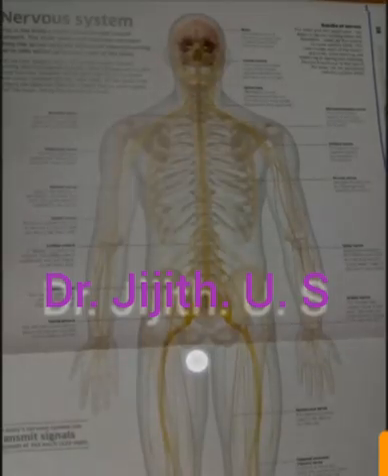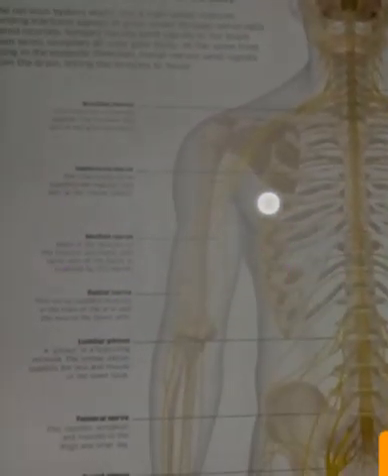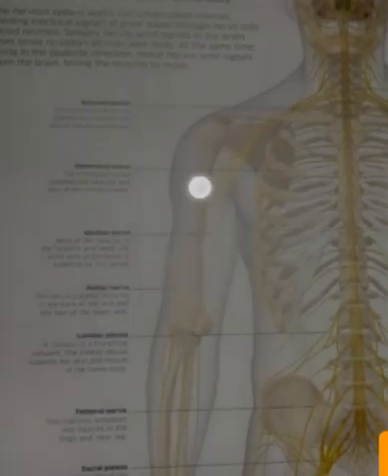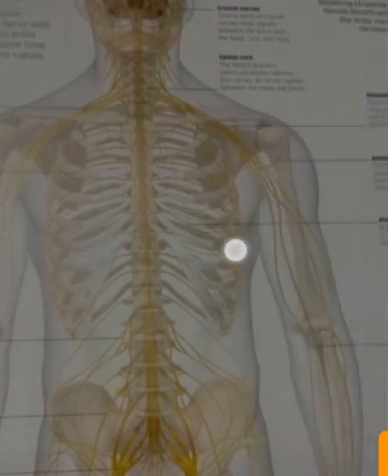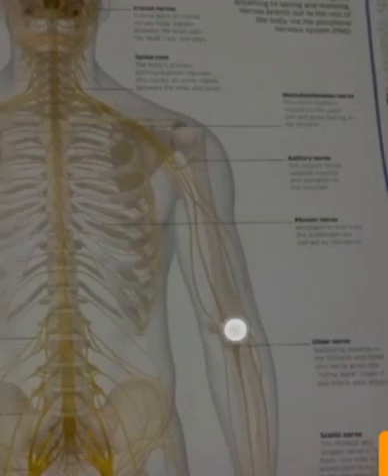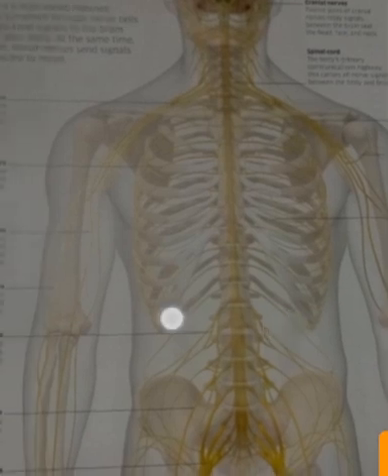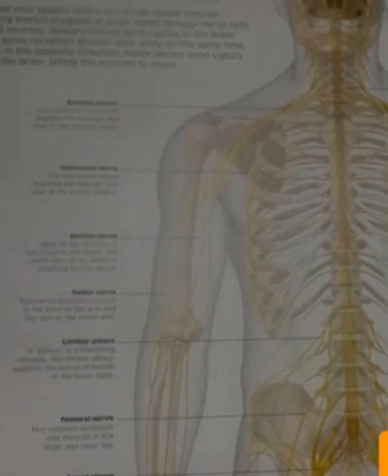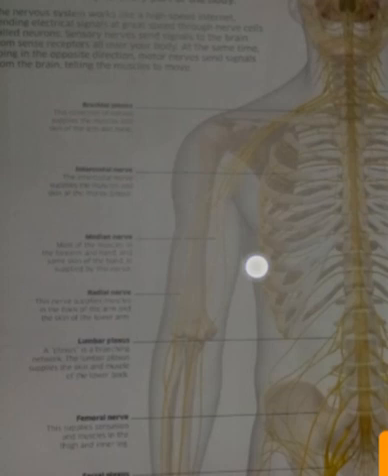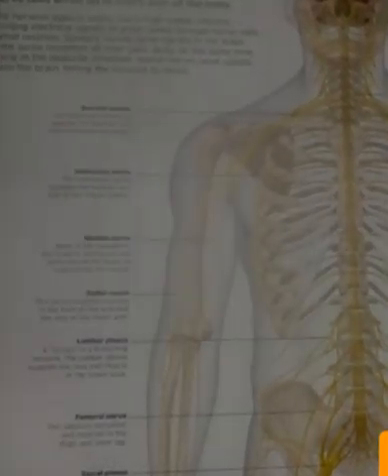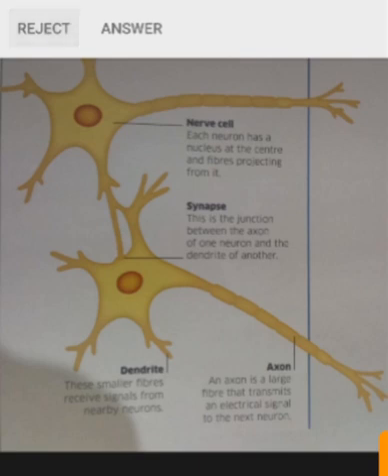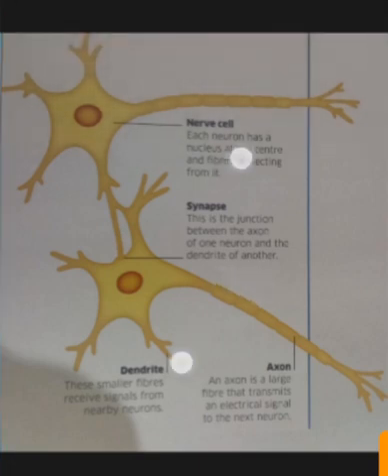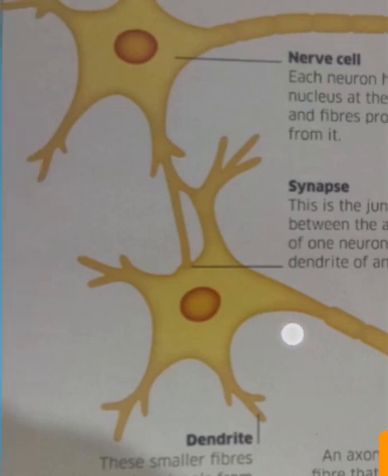We start the new chapter, that is the overview of the nervous system, especially the peripheral nervous system. The structural and functional unit of the nervous system is the neurons or nerve cells. The nervous system is the system which controls all the activity inside the body.